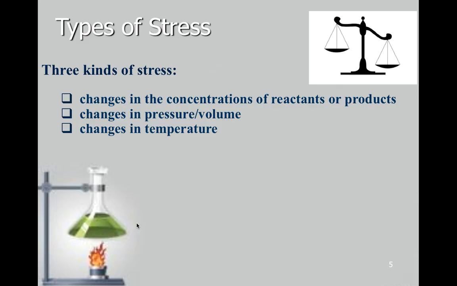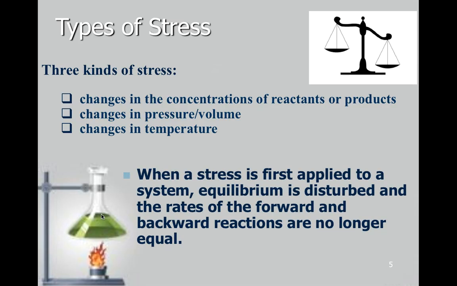We recently covered thermodynamics, so we know that we have an energy exchange in chemical reactions. Depending on whether the reaction is endothermic or exothermic, it's going to cause a different change to the equilibrium. When a stress is first applied to a system, equilibrium is disturbed and the rates of the forward and backward reactions are no longer equal.